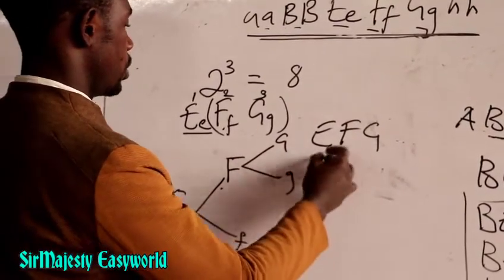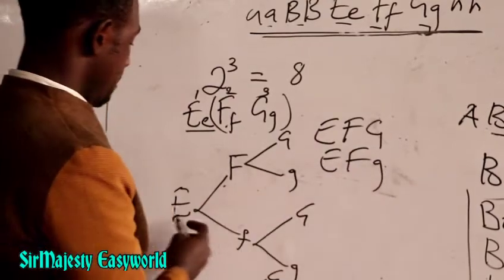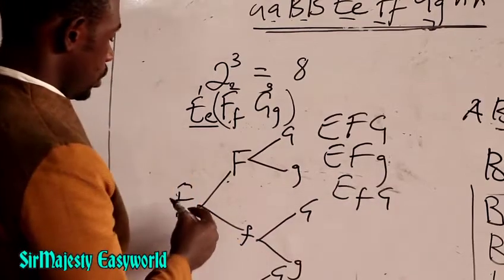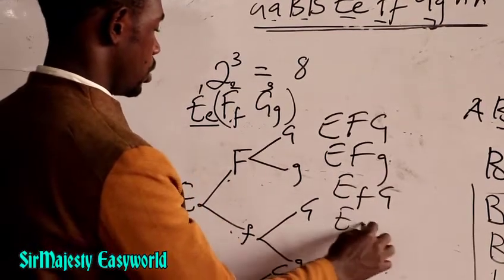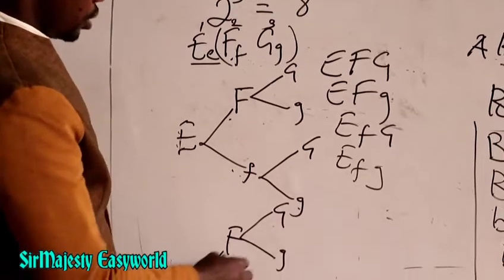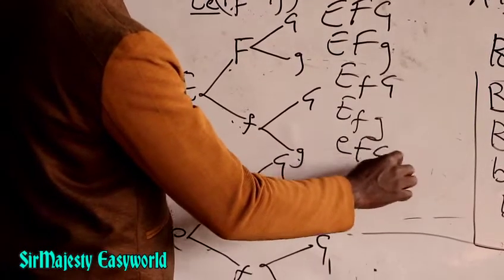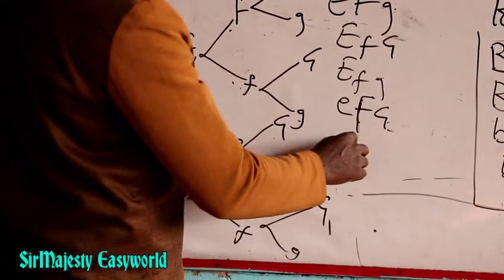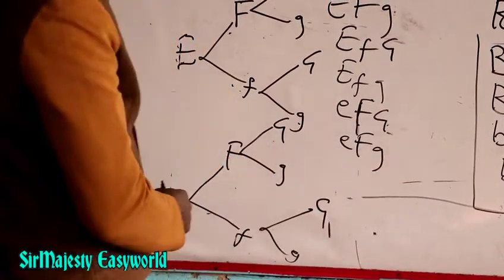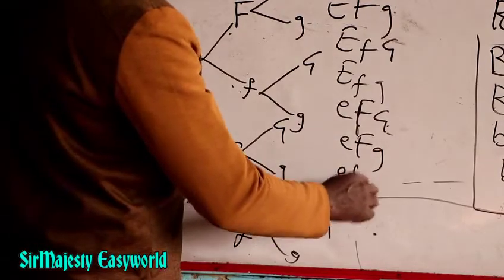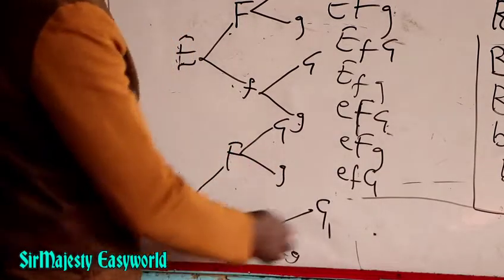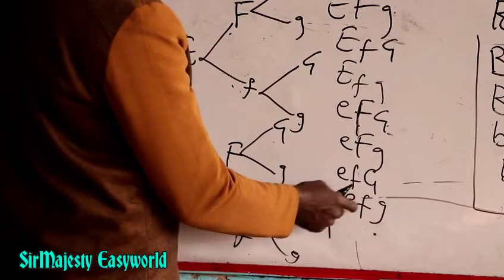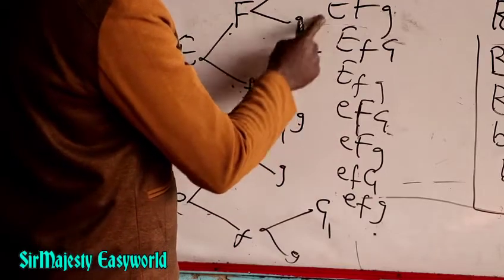E, F, small g, E, small f, capital G, E, small f, small g, then small e, capital F, capital G, then small e, capital F, small g, small e, small f, capital G, and finally small e, small f, small g. So you have 1, 2, 3, 4, 5, 6, 7, and 8.